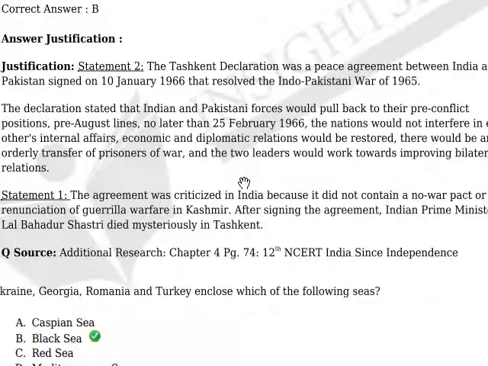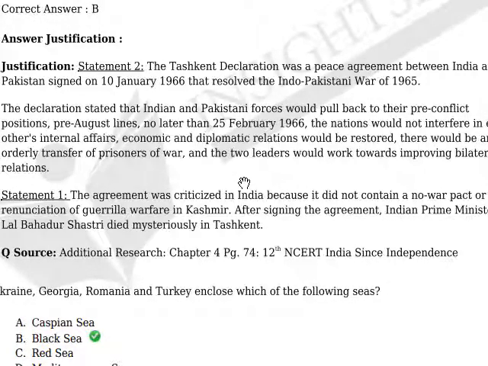Statement 2: the Tashkent Declaration was a peace agreement between India and Pakistan signed on 10 January 1966 that resolved the India-Pakistan War of 1965. The declaration stated that India and Pakistan forces would pull back to their pre-August positions, no later than 25 February 1966. The nations would not interfere in each other's internal affairs. Economic and diplomatic relations would be restored. There would be an orderly transfer of prisoners of war, and the two leaders would work towards improving bilateral relations.